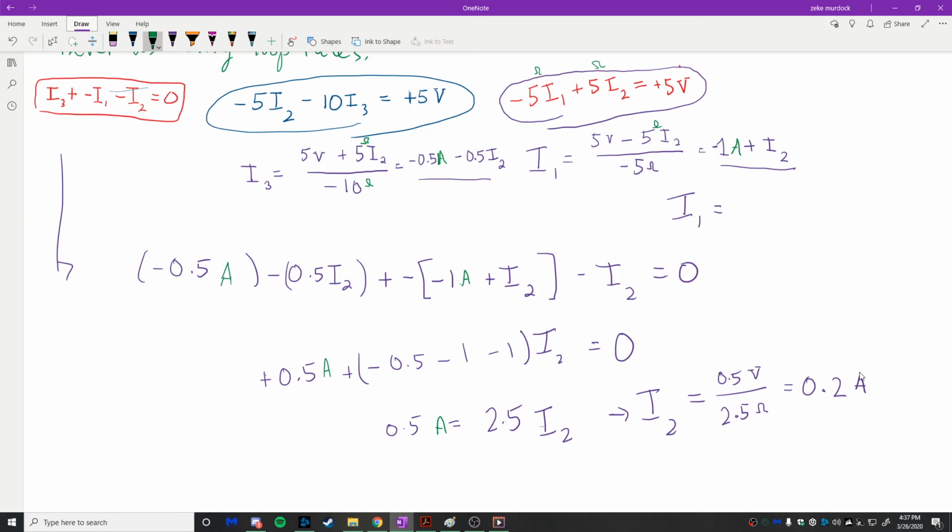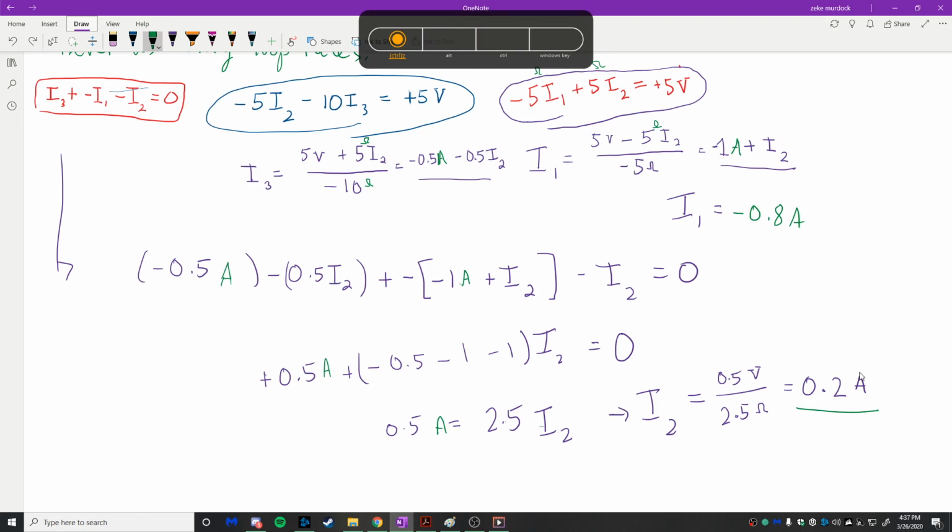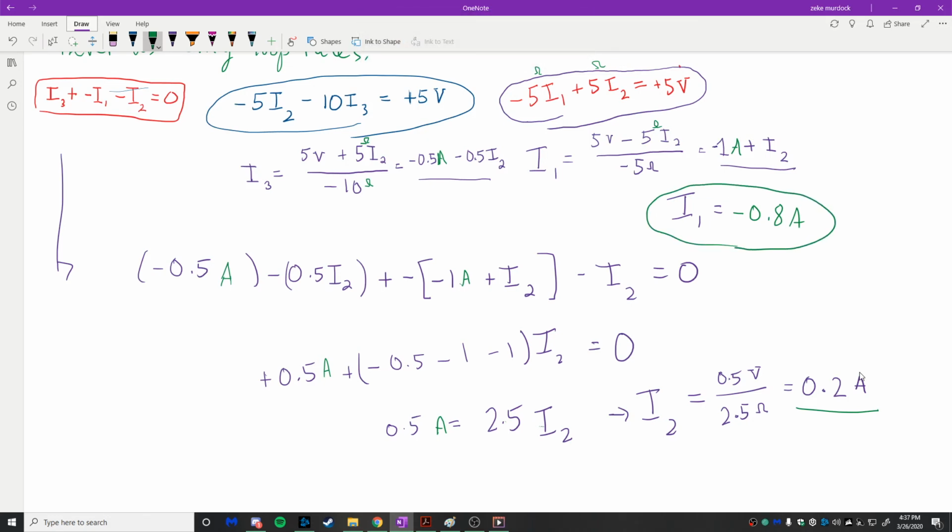Okay, good. All right, so the next thing to do then is to solve for I1. So we found that I2 is equal to 0.2 amps. You plug this into here. So negative 1 plus this becomes negative 0.8 amps. And then, what is it, I3 is now going to be equal to, it was negative 0.5 amps minus 0.5 times I2, a little harder to do, because 0.5 of this is going to be 0.1. So negative 0.5 minus 0.1 would be negative 0.6, I think, right? Those are our answers, okay?